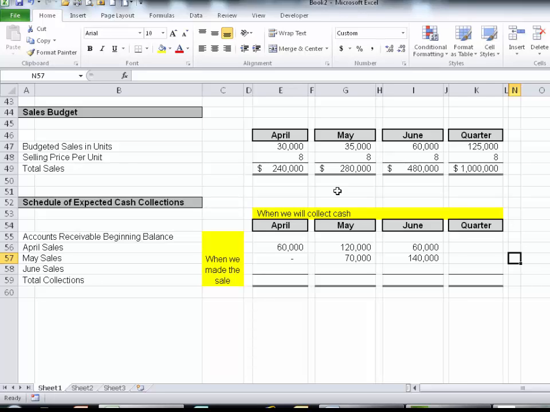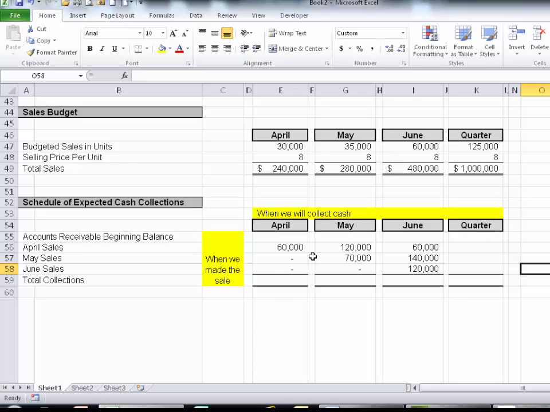Then we go into June. None of June sales were collected in April. That would be a prepayment. Nor were they collected in May. But we did have a portion of June sales collected in June, and that's 25%. So we come up here to June, multiply it by 25%, and we collected $120,000. Again, we have part of June sales which were not collected in this quarter. Again, it's okay. It sits in accounts receivable, and we collect it next quarter.